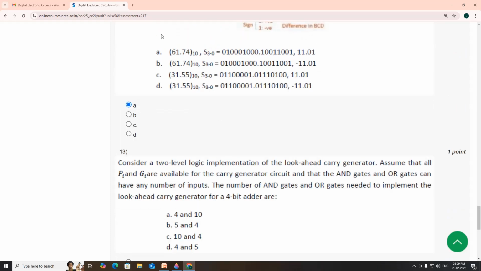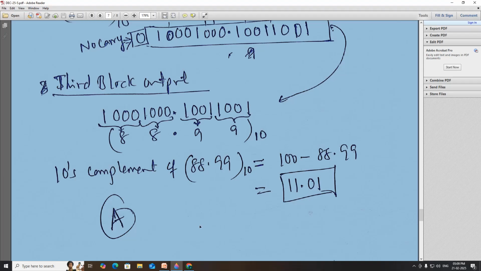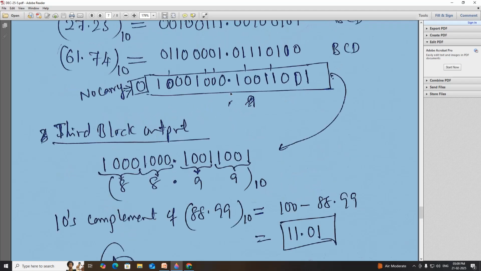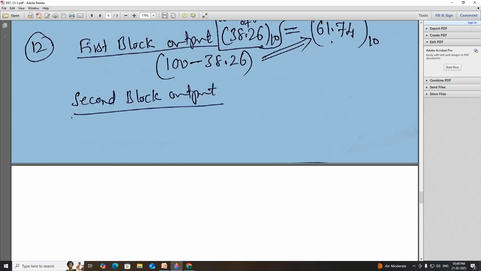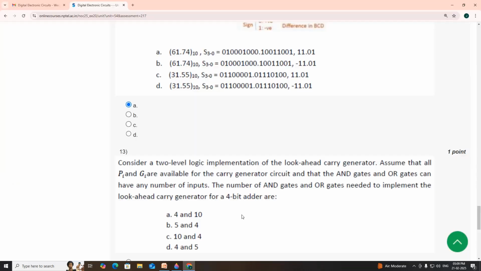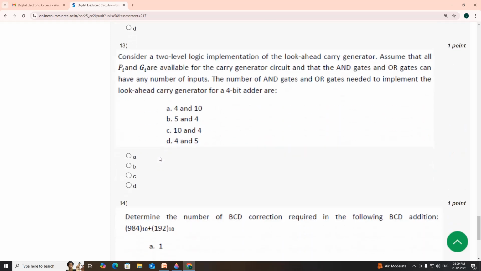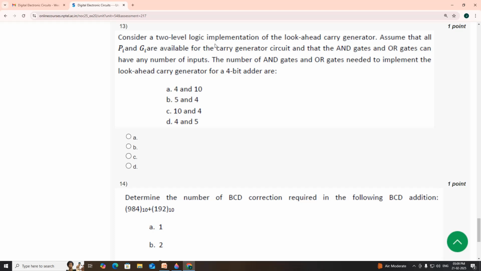Okay. So 61.74 you can see here. This is 11.01 for the third block, and this we saw is that one. And for the first block it is 61.74, this one and this one. This is positive. 13th one, consider a two-level logic implementation of carry look ahead.